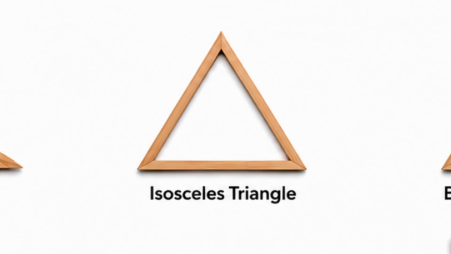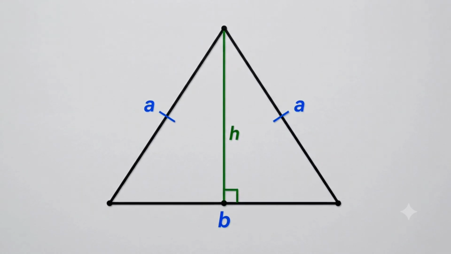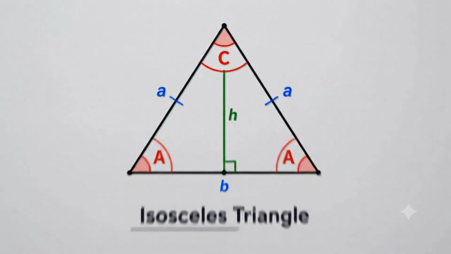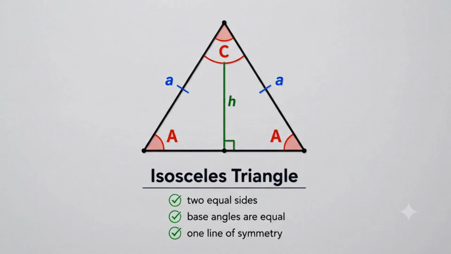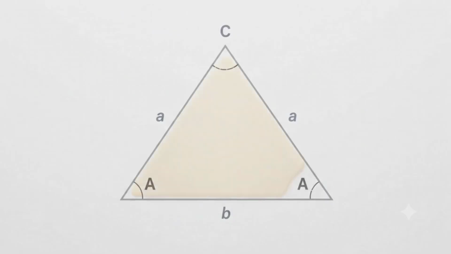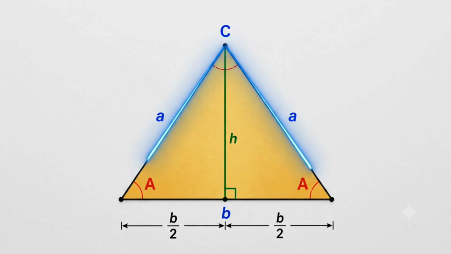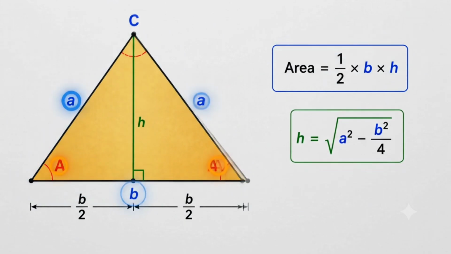Isosceles triangle. An isosceles triangle has 2 equal sides and 1 different side. The angles opposite the equal sides are always equal, creating a naturally balanced and symmetrical shape. A line drawn from the top vertex to the base acts as the altitude, median, angle bisector, and perpendicular bisector all at once. If the equal sides are A and the base is B, the perimeter is P equals 2A plus B. The area is 1/2 times B times H, where H is the perpendicular height.